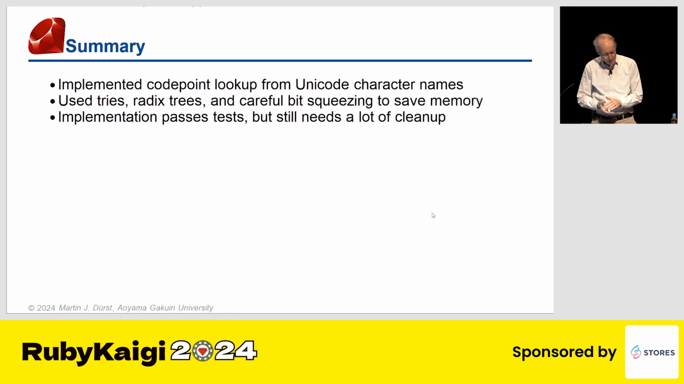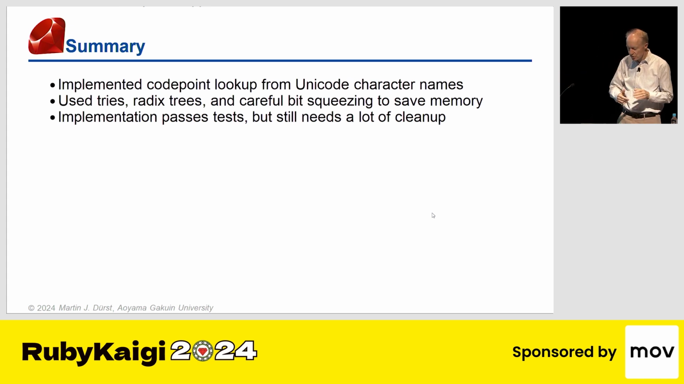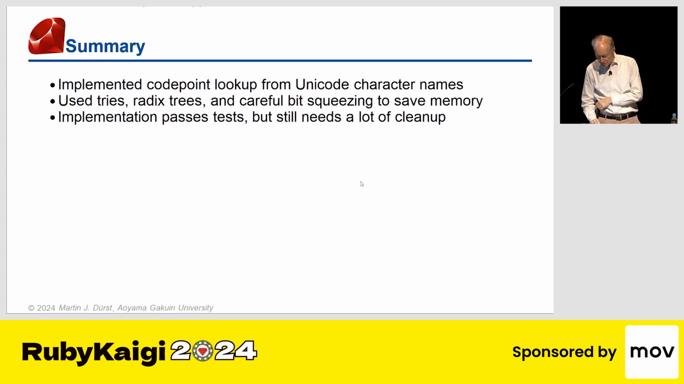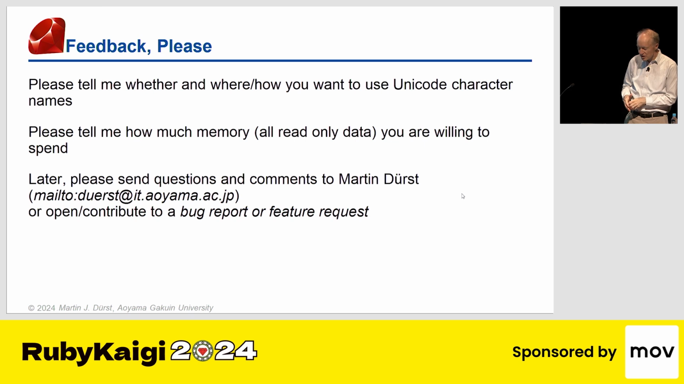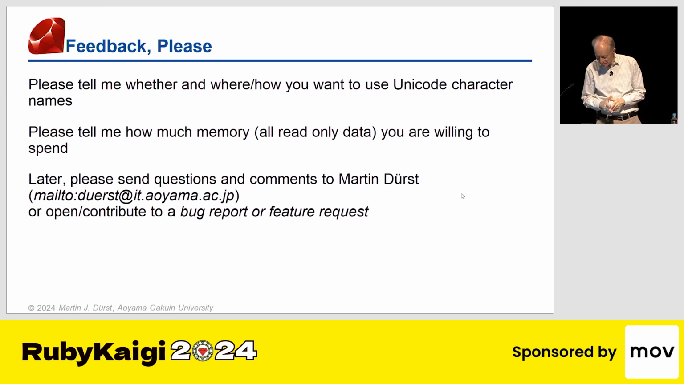So in summary, we implemented code point lookup from Unicode character names. We used tries, radix trees, and careful bit squeezing to save memory. And the implementation passes, but still needs a lot of cleanup. It's now available on GitHub, but please don't look at it too carefully.